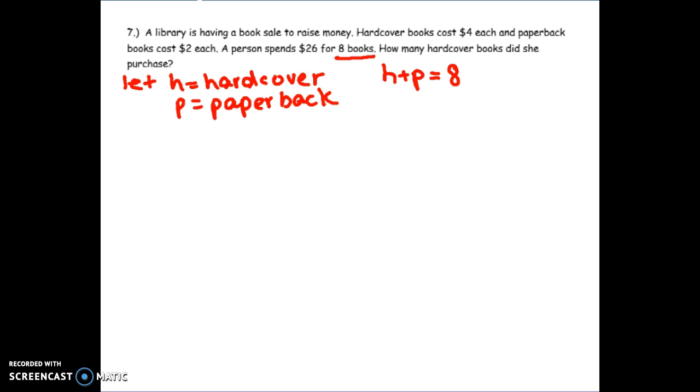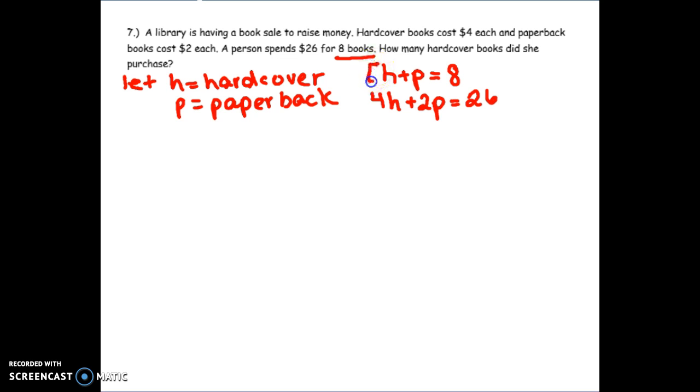Hardcover books cost $4 each, so 4 times our hardcover plus 2 times our paperback will be equal to the 26 that they spend altogether, $26. So you have your easy equation and then you have your money equation. This example probably would have been easier to do using substitution because we have a coefficient of 1, but we're practicing elimination.